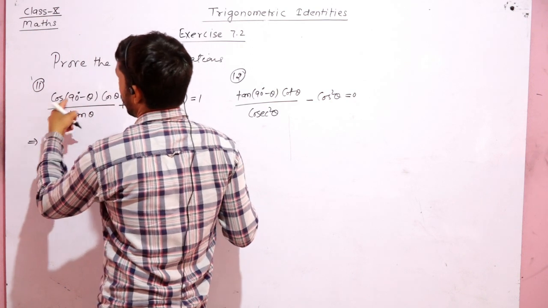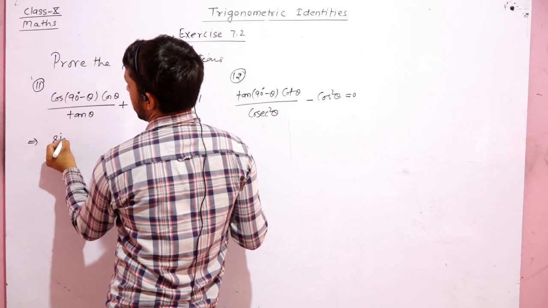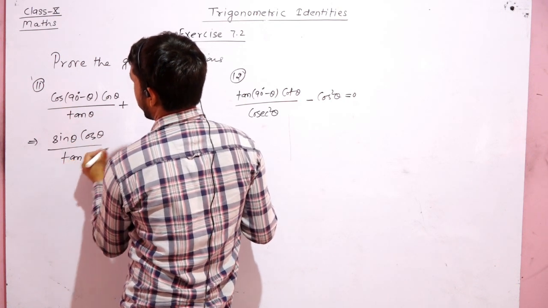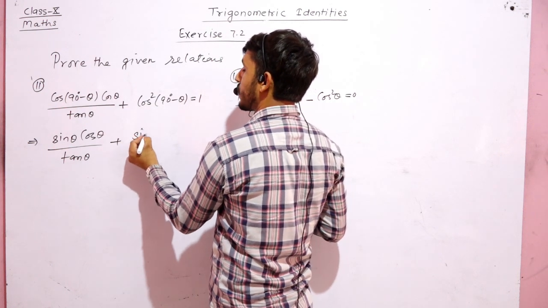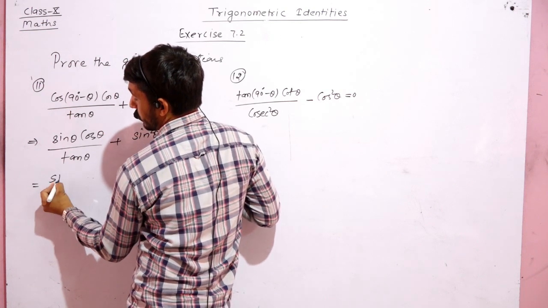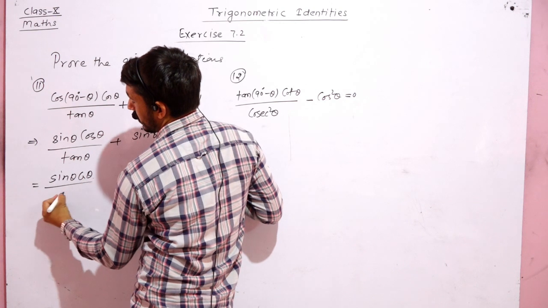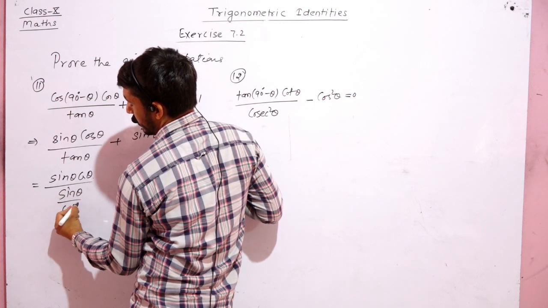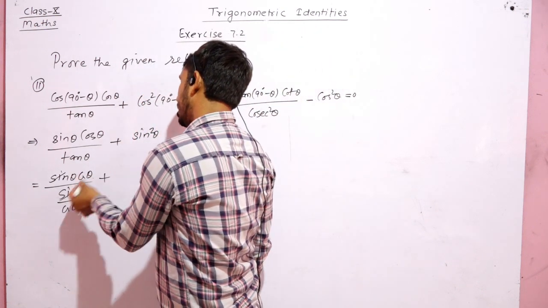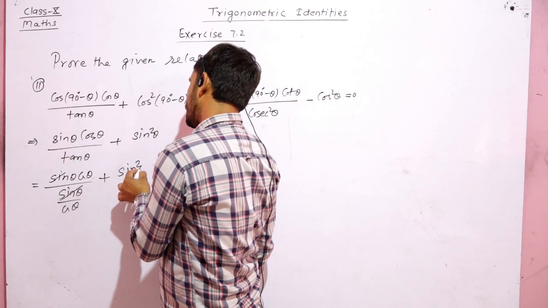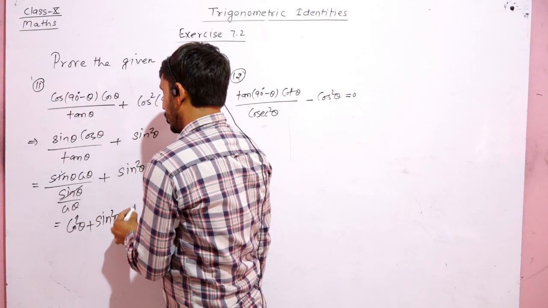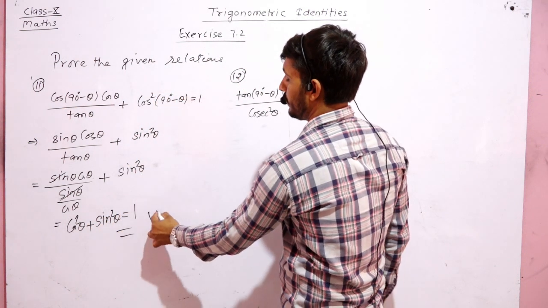So we can write cos(90 minus theta) as sin theta, multiplied by cos theta, again divided by tan theta, plus here we can write sin square theta. In the next step we can write this part in terms of sin and cos. So we write sin theta into cos theta, divided by sin theta divided by cos theta. You can see sin theta can be cancelled by sin theta, and this cos is taken into the numerator. So in the next step we can write cos square theta plus sin square theta, and we know that is equal to 1, hence proved.